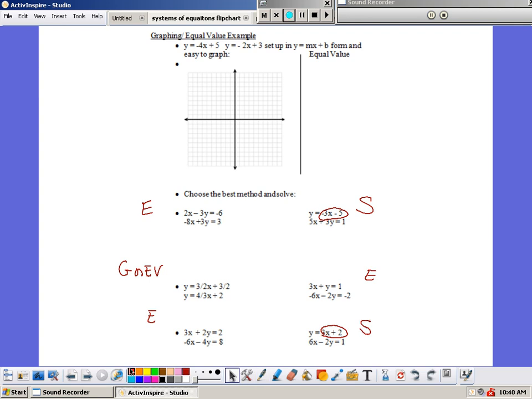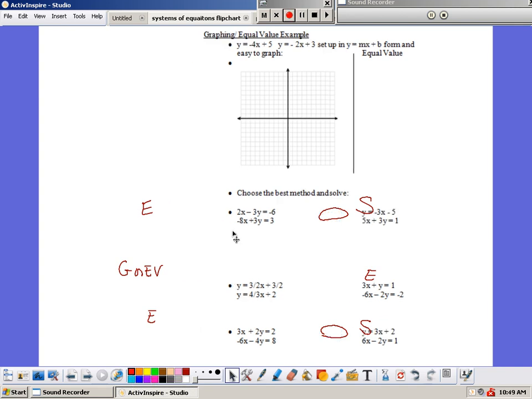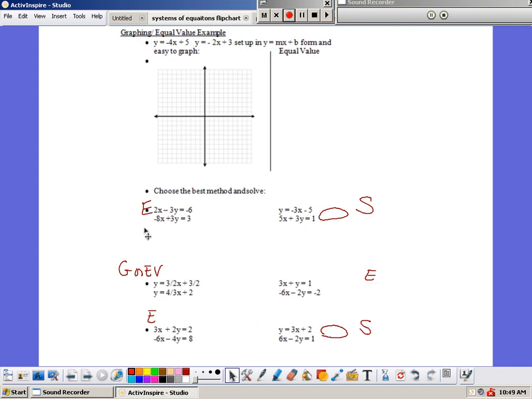Let's solve them. On the first one, if I add the x's together, they do not drop out, but the y's do drop out. So I'm going to drop my y's out. I get negative 6x equals negative 3. Divide by negative 6. X is 1/2. Take my 1/2 and plug it back into whichever one I want. I'm going to plug it into the first one. It makes no difference. Whichever one you like better is fine.